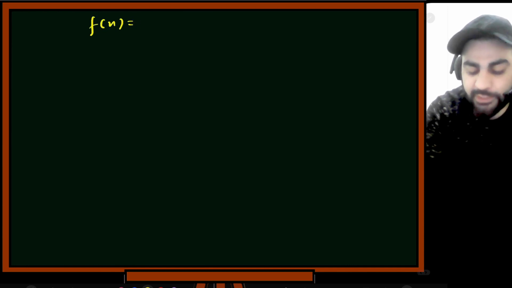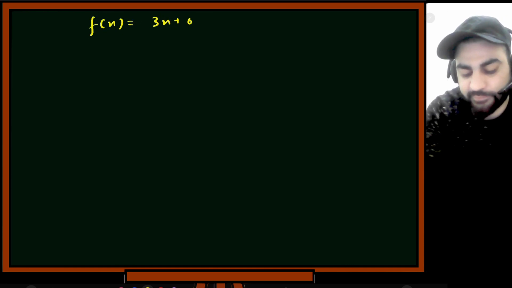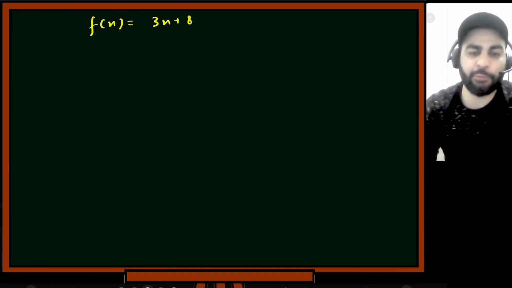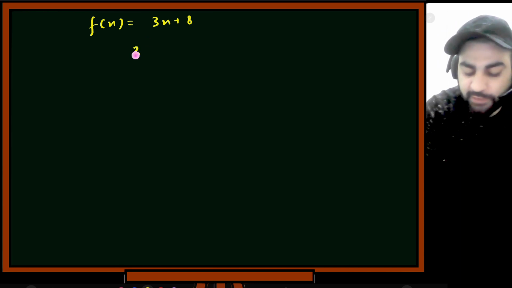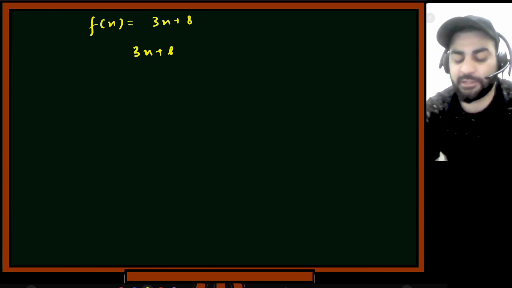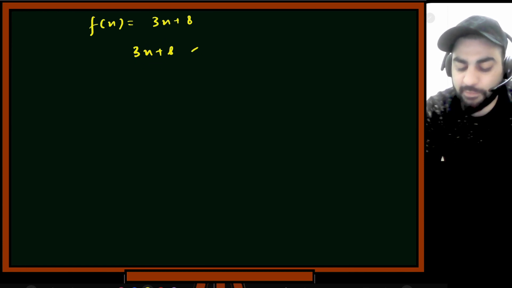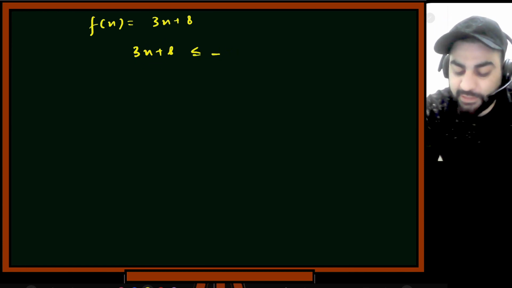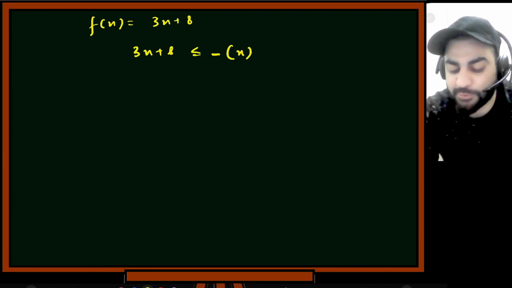So I'll take an example to clarify this. We have a function f of n equal to 3n plus 8. Let's suppose this is our function. We want to come up with a function which is greater than this. So I can come up with a function which will be greater than this. I can write a multiple of n, let's suppose 4n.